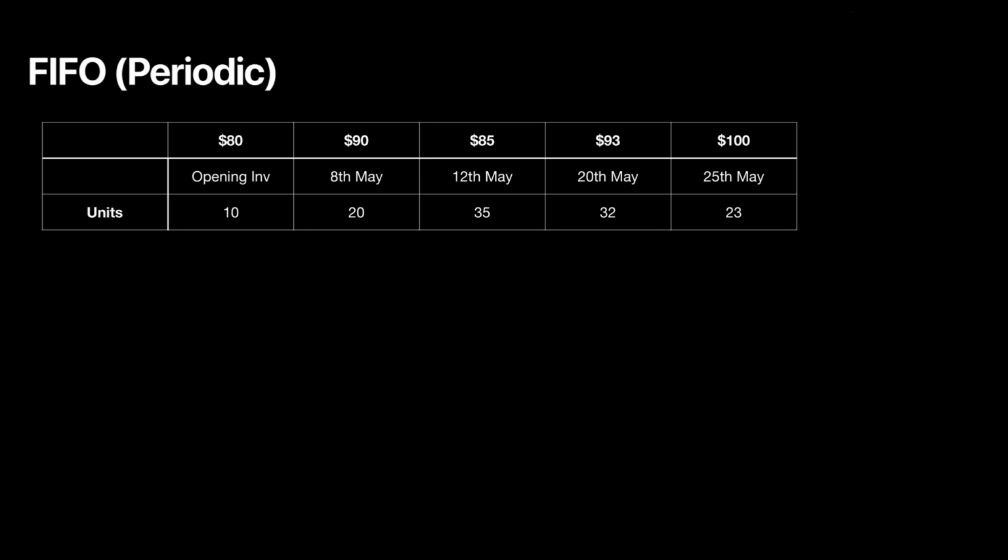Now we need to start selling. The rule should be simple. We need to first sell this. Then we move to this unit, we'll sell this, then we'll sell this, then we'll sell this, and finally we'll sell this. All right, so first in, first out. That should be a rule.